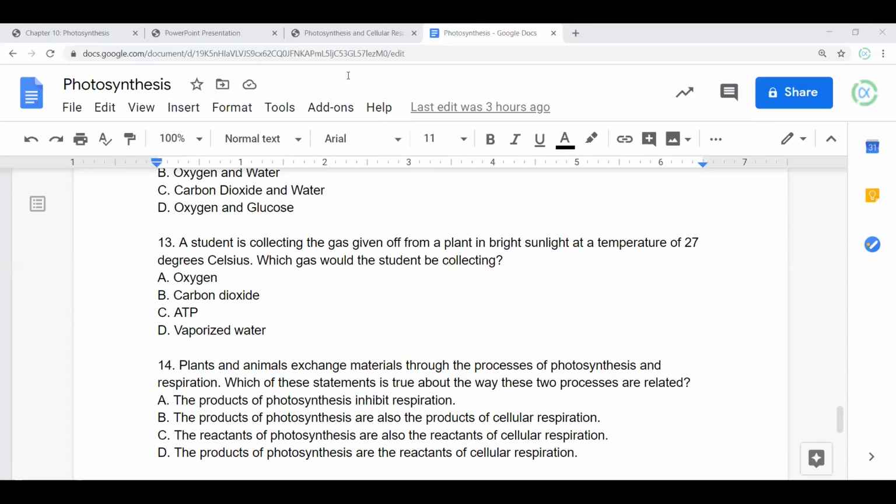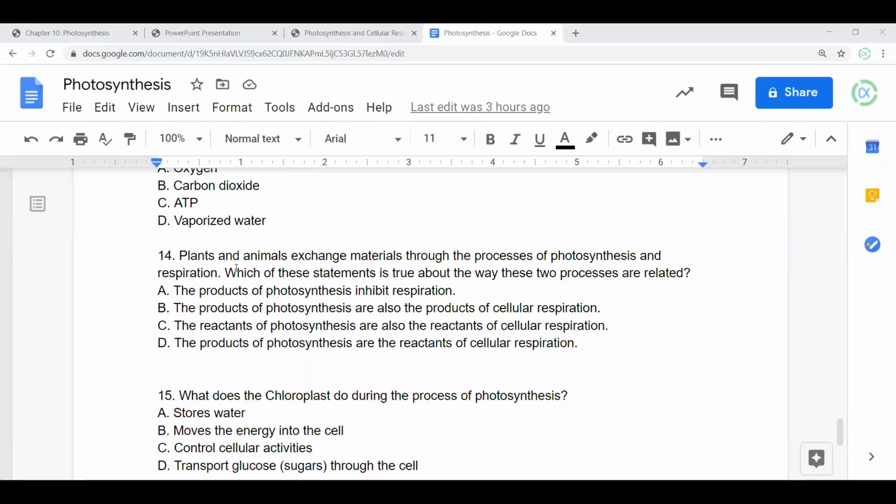Okay, so the answer here was A, or oxygen. And remember that plants breathe in CO2 and breathe out oxygen. Animals breathe in oxygen and give off CO2, so therefore the answer would be A because the plant is giving off oxygen gas.